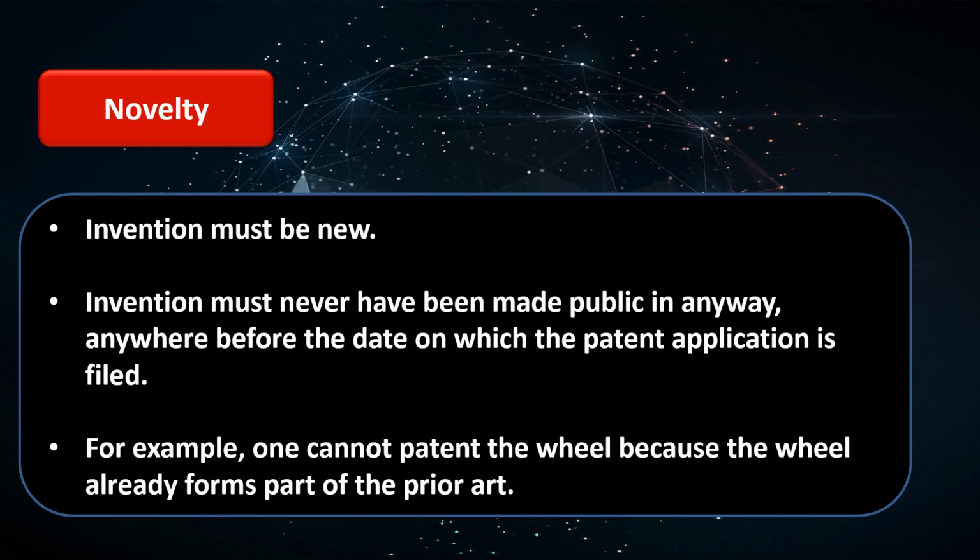Okay, this is an example. One cannot patent the wheel because the wheel already forms part of the prior art, because we know wheels are already existing. So you cannot go and file a patent on a wheel saying that this is your invention, because that thing is already known and we are all aware of it. But any improvement done on a wheel which is not known and which is new can surely be patented. So this is the first and a very important requirement of patentability, that is novelty. Now let's see the second point.